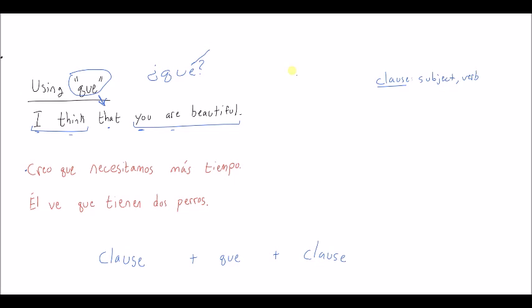In this example here, creo que necesitamos más tiempo. I think we need more time. Creo has I and think, and that's the first clause, and the second clause is we need. And que unites the two of them. It's necessary. In the next example, él ve que tienen dos perros. He sees that they have two dogs. He and sees is the first clause, and that they have two dogs is the second part, and they're connected with que.